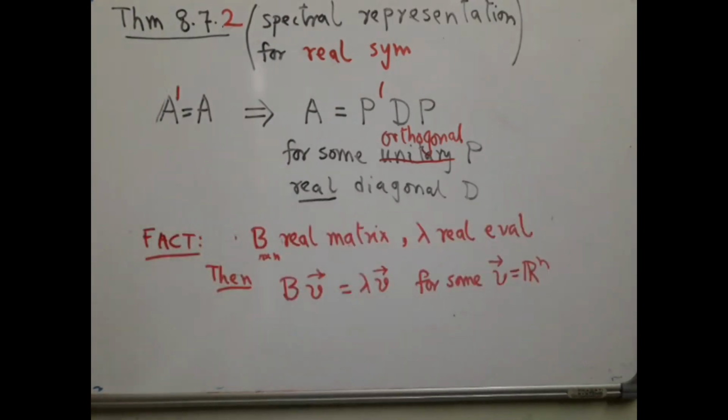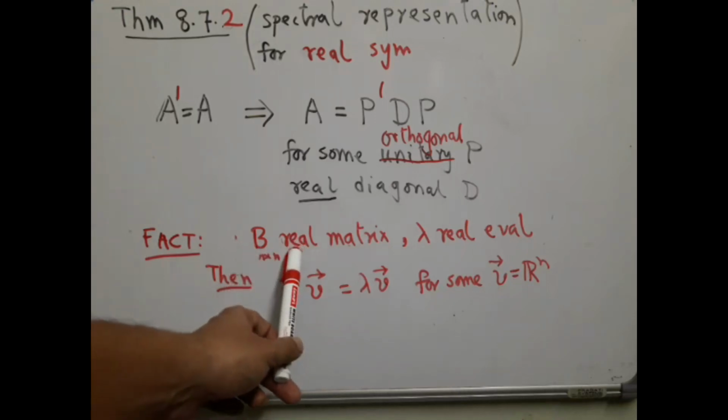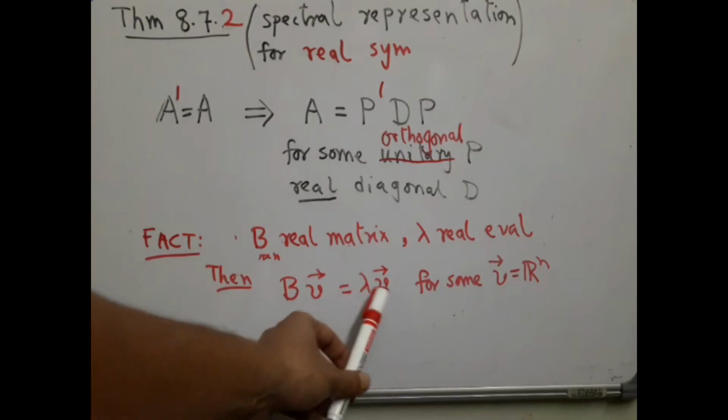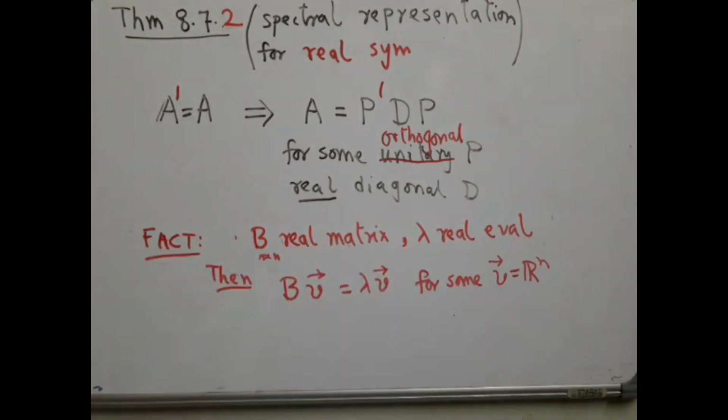This actually follows from the simple observation that if I take any real square matrix and any real eigenvalue, then I can choose a real eigenvector. And why is that? The reason is very simple. Suppose B is a real square matrix, and lambda is some eigenvalue, real or not. In that case, naturally, we can get some Bv equal to lambda v. Now I am given the additional information that lambda happens to be a real number.